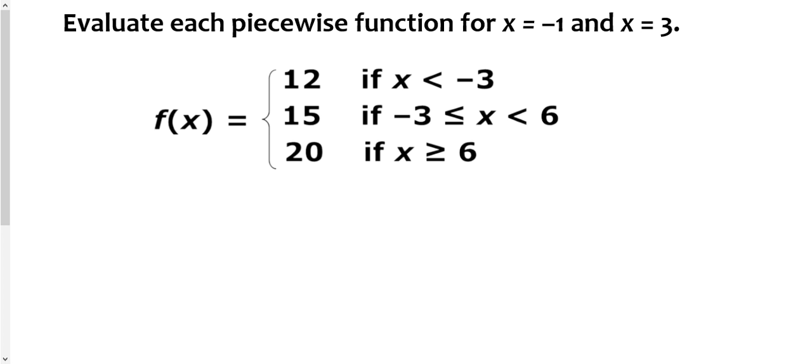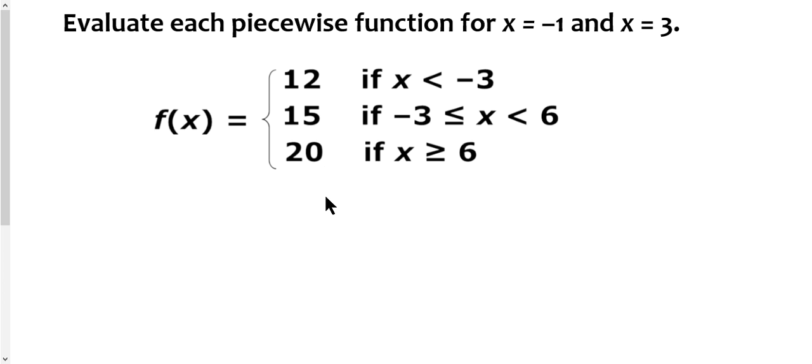Everyone, this is Mr. Appel, and we're going to now look at evaluating a couple of examples of piecewise functions. I've touched on this a bit already, but we'll go into a tiny bit more detail. So here's a piecewise function that we see here defined.